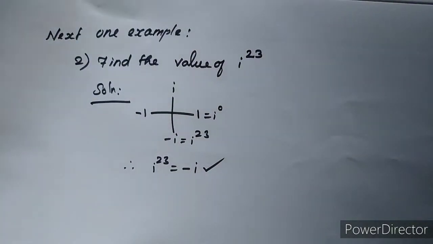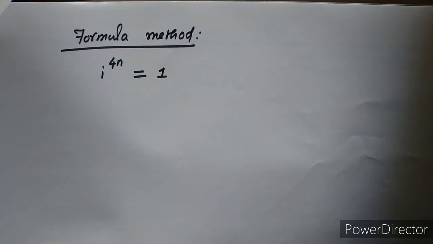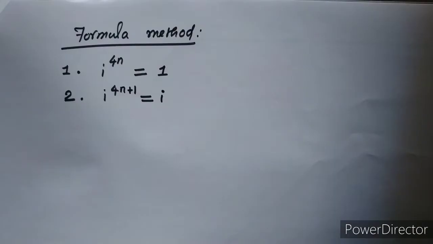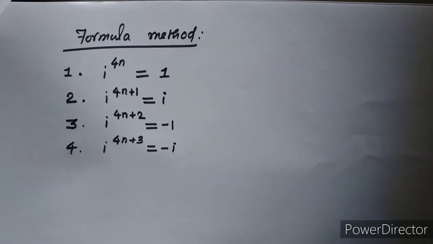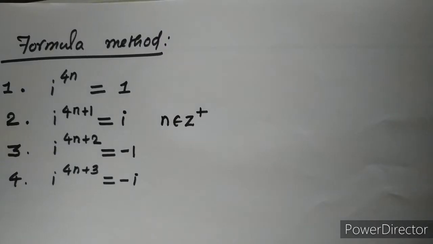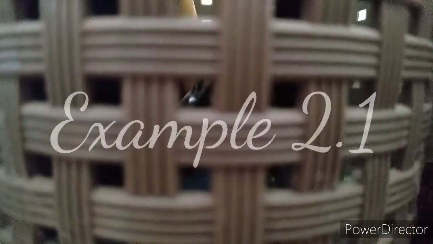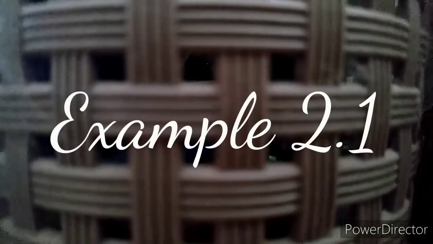This particular solution is suitable when the power is below 30. If it is above 30, we can use another way. That is formula number 1: i power 4n equals 1, i power 4n plus 1 equals i, i power 4n plus 2 equals minus 1, i power 4n plus 3 equals minus i. Let us go to example 2.1.